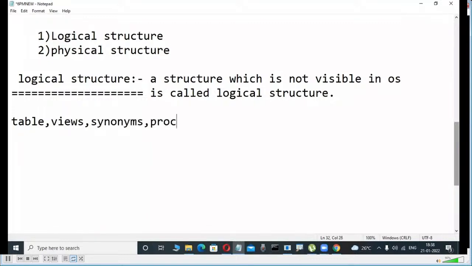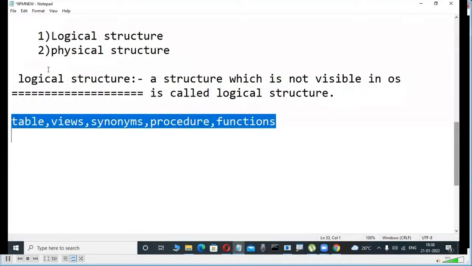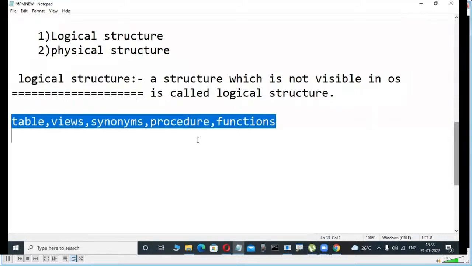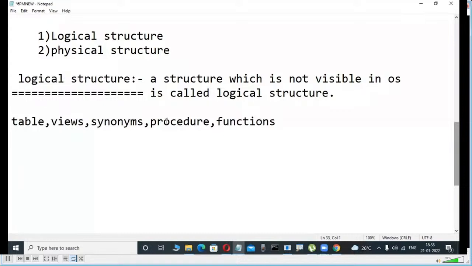So many things are there. Procedures are there, functions are there, triggers are there, packages are there. These are all related to the logical structure. That is not visible in the operating system. Whatever courses we are learning, so many objects are not visible in the operating system.